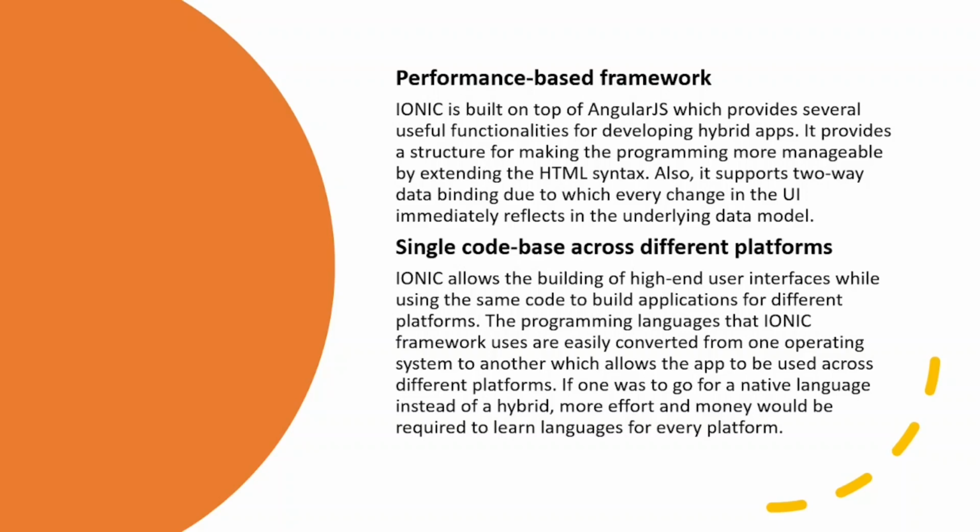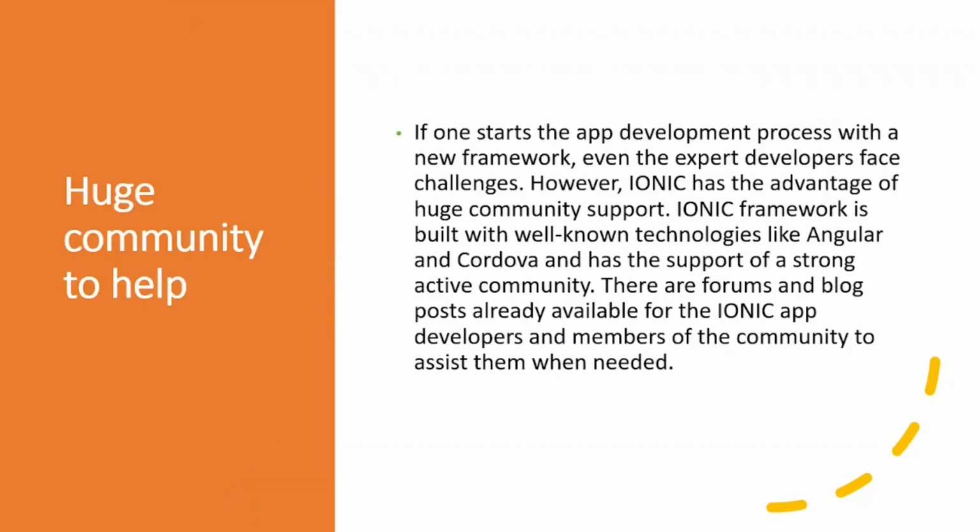A single code base across different platforms: Ionic allows the building of high-end user interfaces while using the same code to build applications for different platforms. The programming languages that the Ionic framework uses are easily converted from one operating system to another, which allows the apps to be used across different platforms. If one was to go for a native language instead of a hybrid, more effort and money would be required to learn languages for every platform.